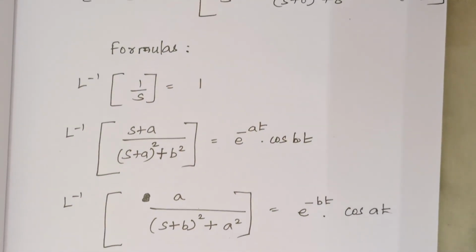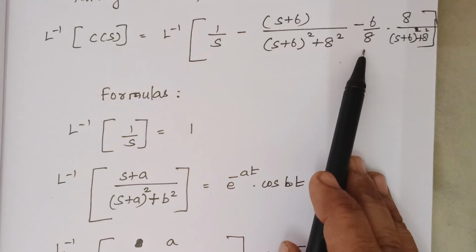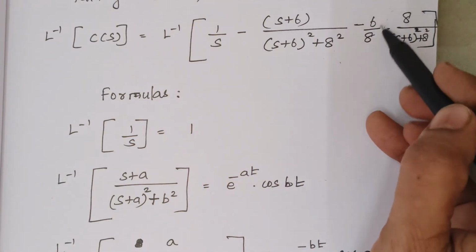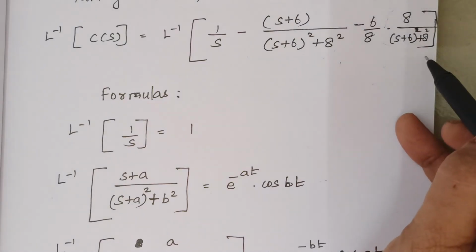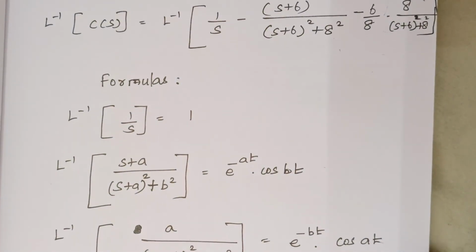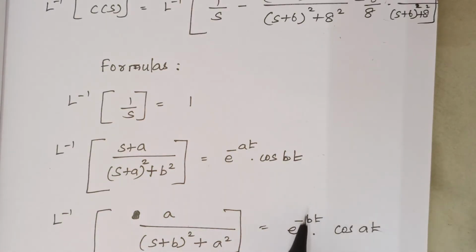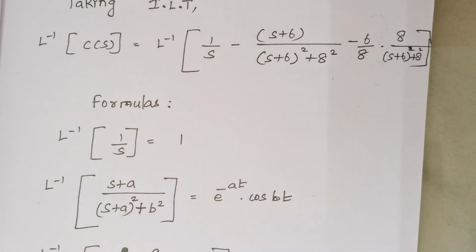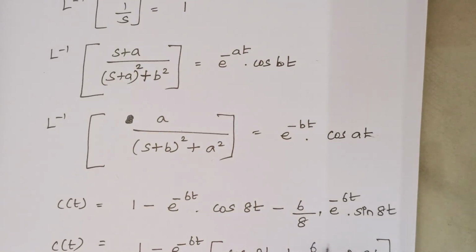And the next thing is, here I am having minus 6 by 8. So just keep this minus 6 by 8 as such. So here for this expression I am having a formula. And the formula is, you see, this is our formula, that is e power minus at into sin bt. When I apply this formula over here, this expression gets reduced as e power minus 6t into sin 8t, right?